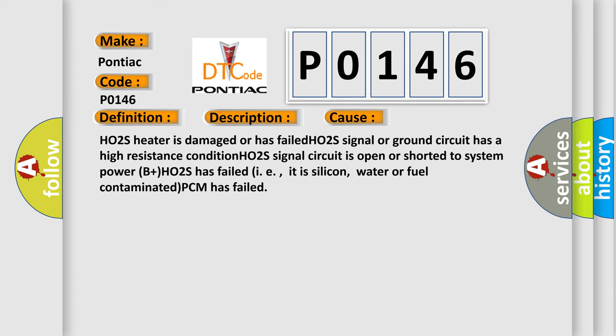HO2S heater is damaged or has failed, HO2S signal or ground circuit has a high resistance condition, HO2S signal circuit is open or shorted to system power, B+ HO2S has failed, i.e., it is silicon, water or fuel contaminated, PCM has failed.